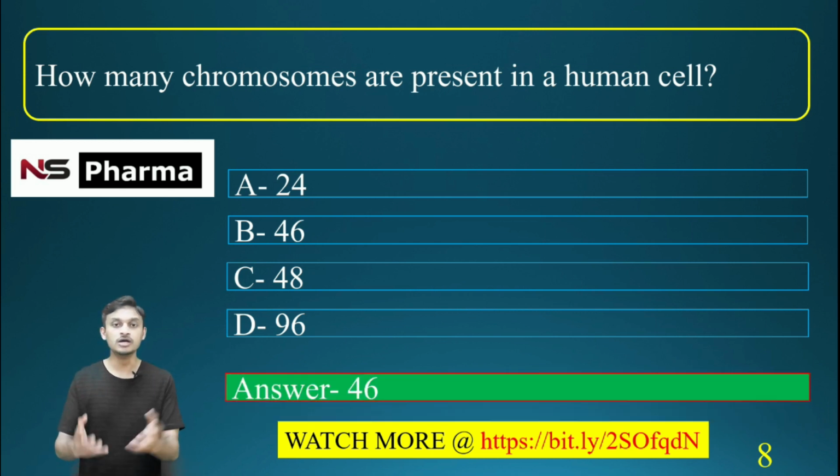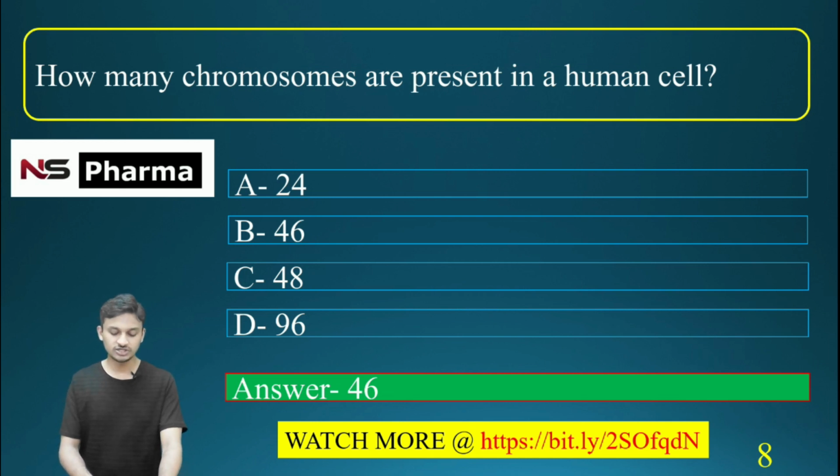46 chromosomes, or 23 pairs of chromosomes, are present in a human cell. Out of these 23 pairs, 22 pairs are the same for both male and female. These 22 pairs are called autosomes. The last pair is different in male and female. This is called the sex chromosome. So 22 pairs of autosomes plus one pair of sex chromosomes make a total of 23 pairs, that is 46 chromosomes.